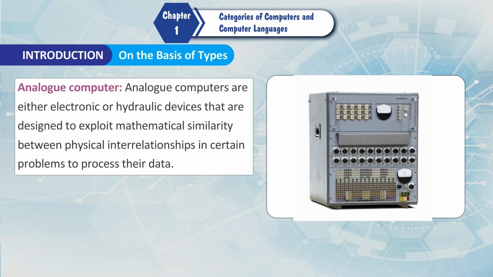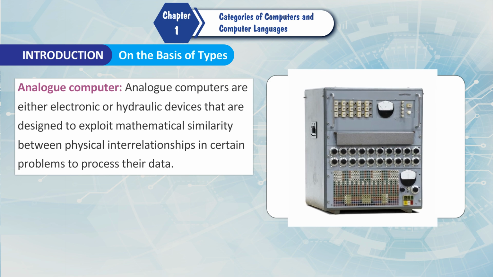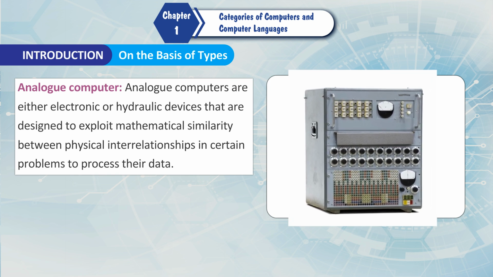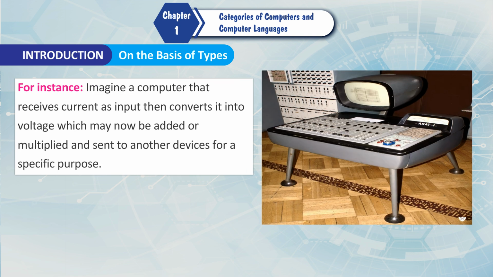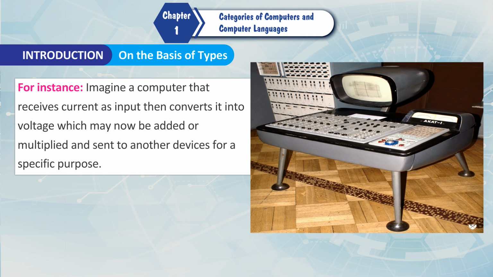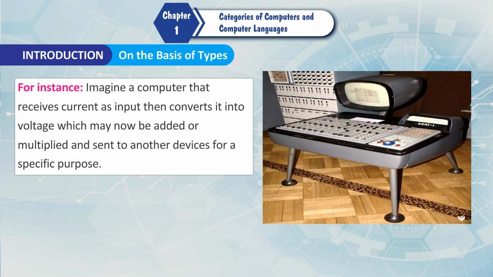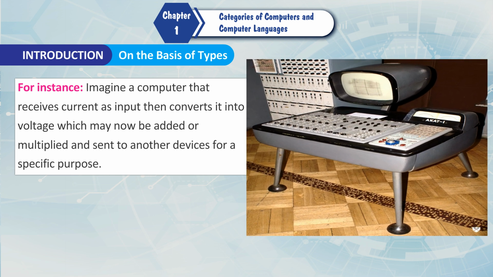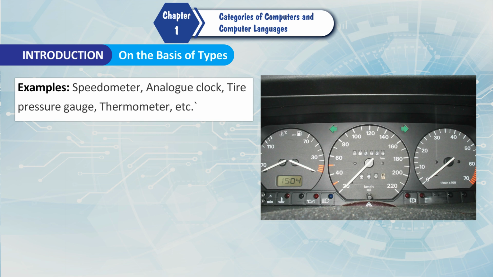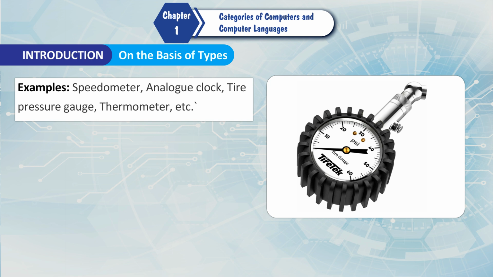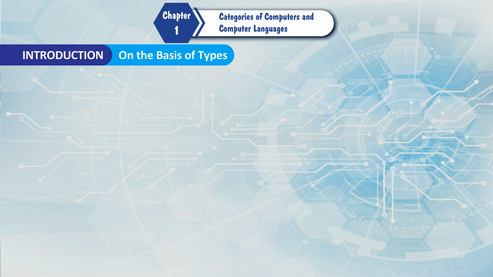Analog computers are either electronic or hydraulic devices that are designed to exploit mathematical similarity between physical interrelationships in certain problems to process their data. For instance, imagine a computer that receives current as input, then converts it into voltage, which may now be added or multiplied and sent to another device for a specific purpose. Examples: speedometer, analog clock, pressure gauge, thermometer, etc.